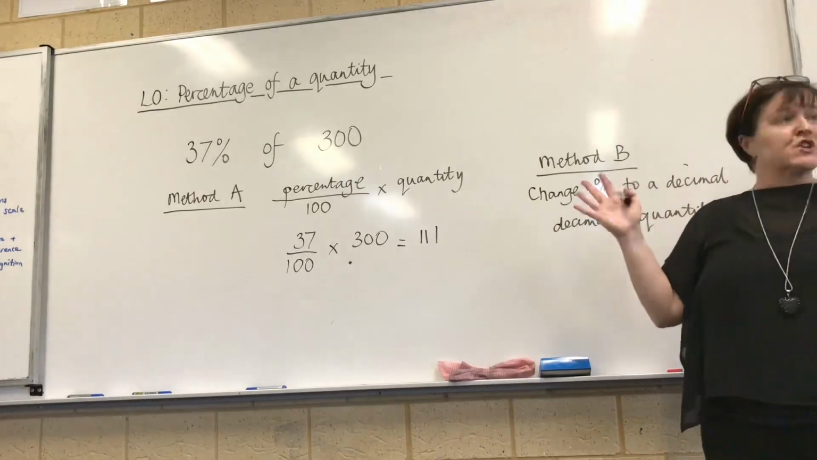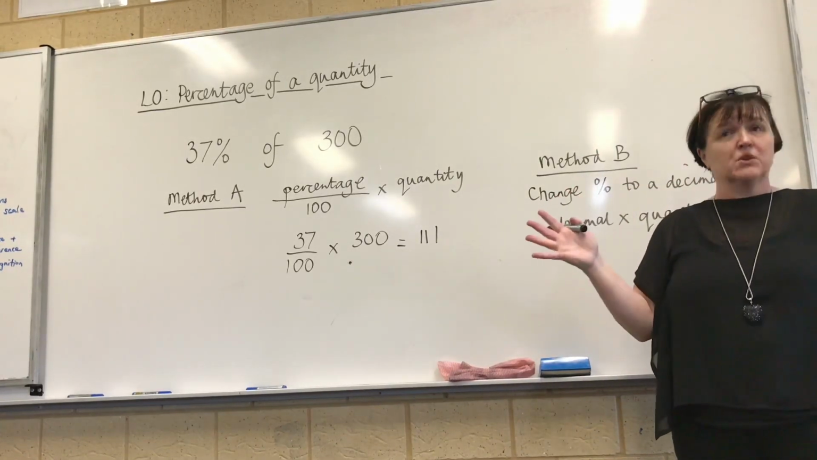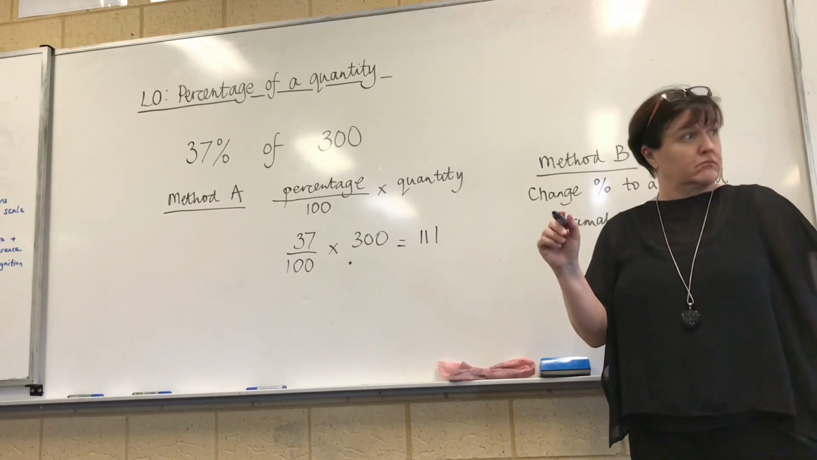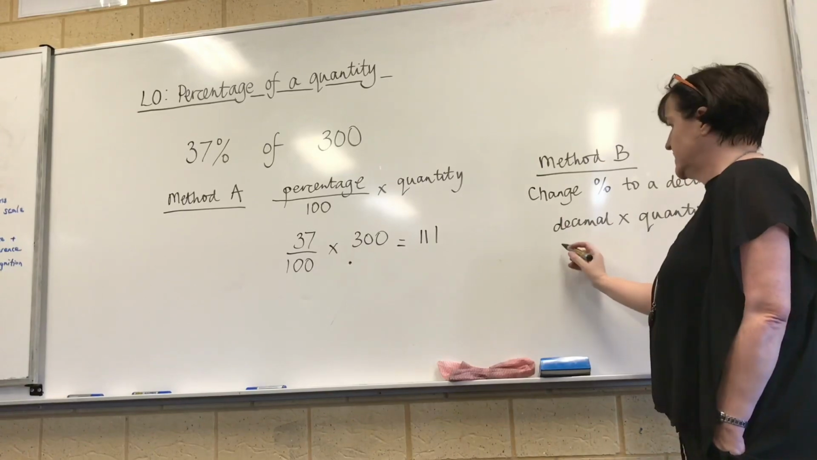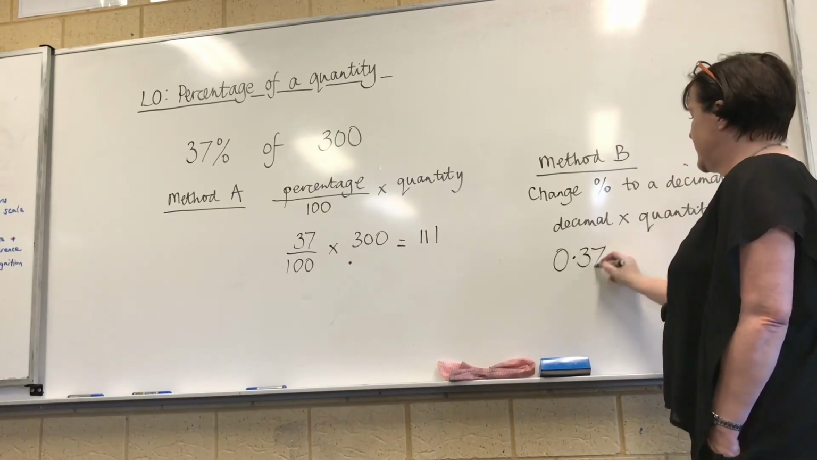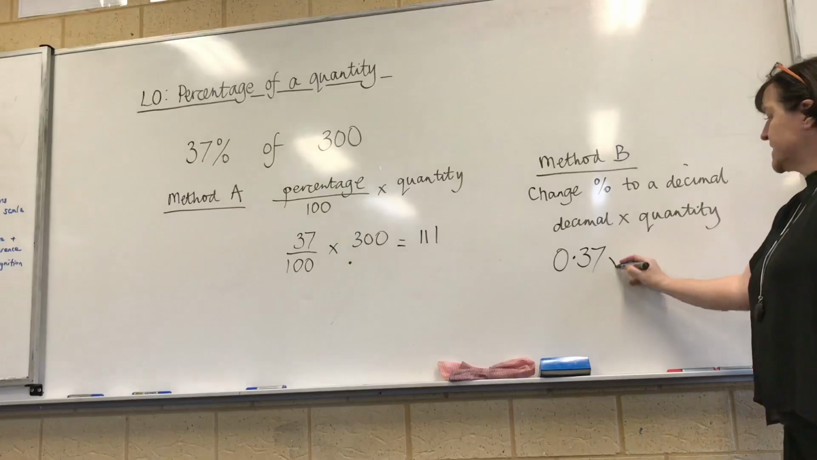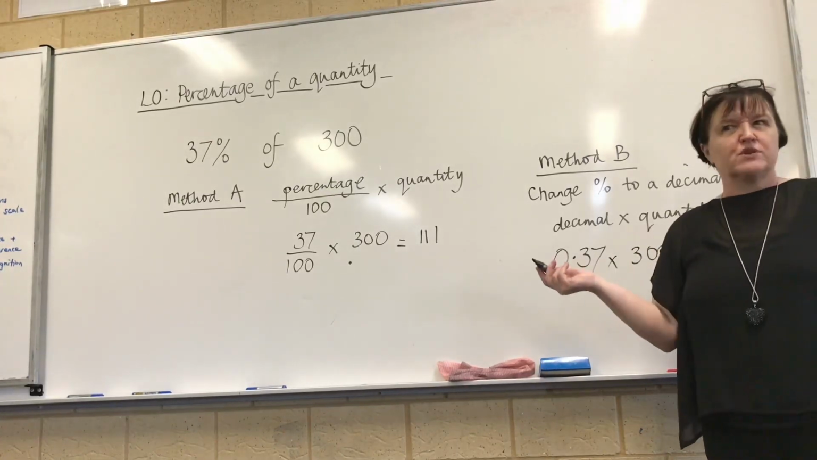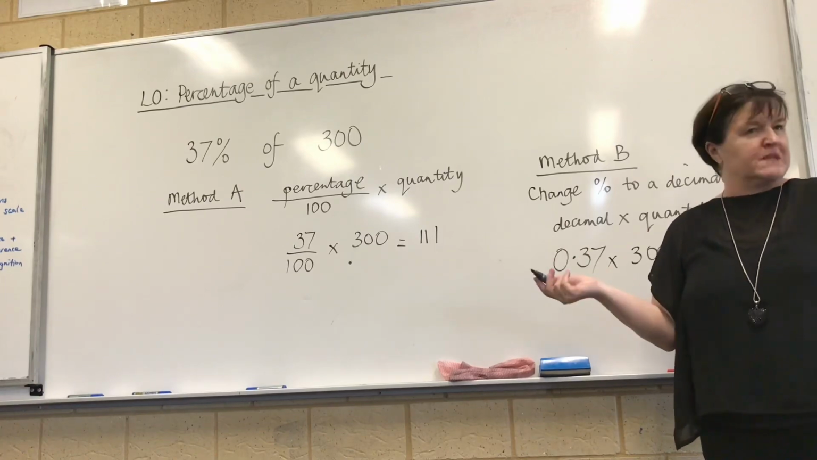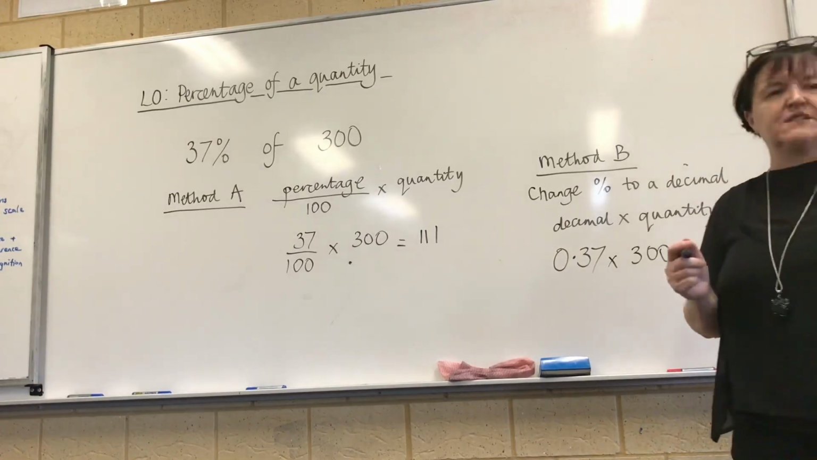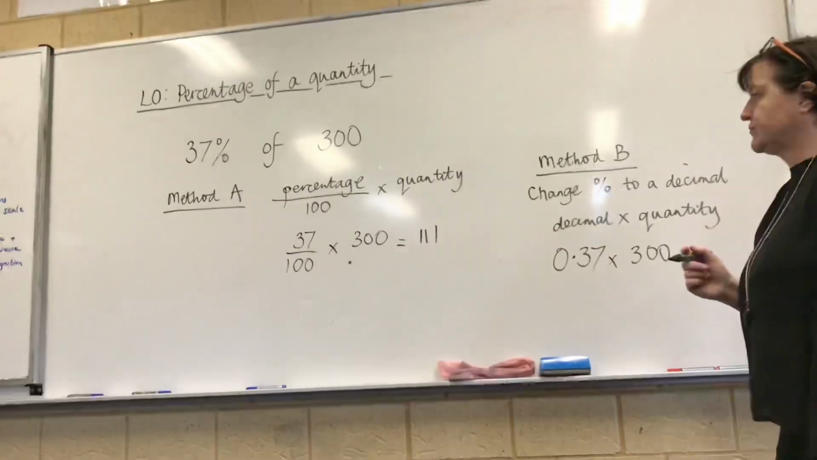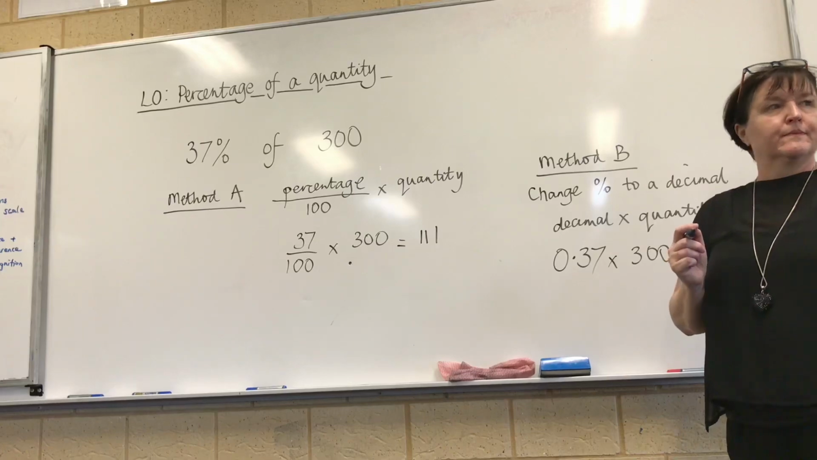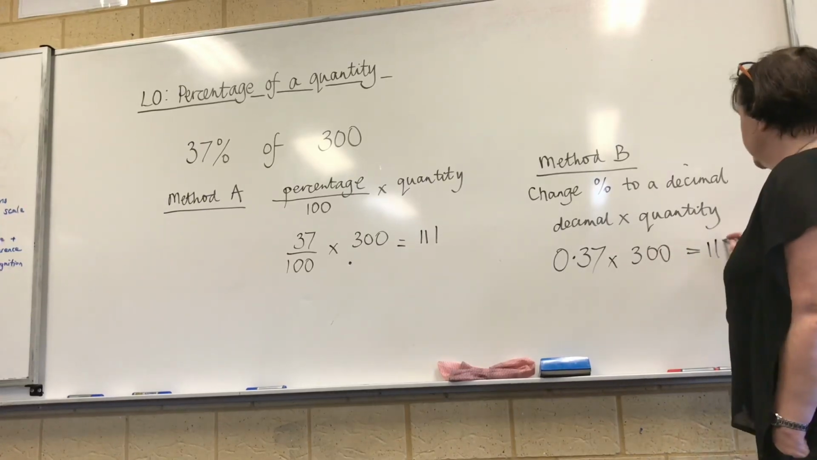Here though, if you just want to change the percentage to a decimal, 37% as a decimal is what? 0.37. And then if we times the quantity, which is 300, what has the answer got to be? 111. It's got to be the same, hasn't it? Because it can't change. But do it on your calculator to prove it. 111. Yeah, there you go.